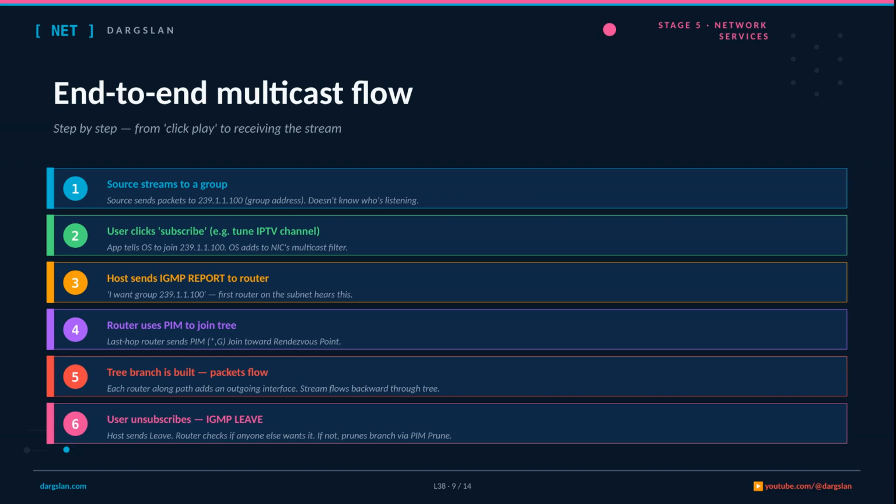The local router hears that, and now PIM kicks in. It sends a join toward the rendezvous point, and each router along the path adds an outgoing interface, building a branch back toward you. Packets start flowing, and when you change the channel, an IGMP leave goes out. The router checks if anyone else still cares, and if not, PIM prunes the branch away. That's the whole life cycle.